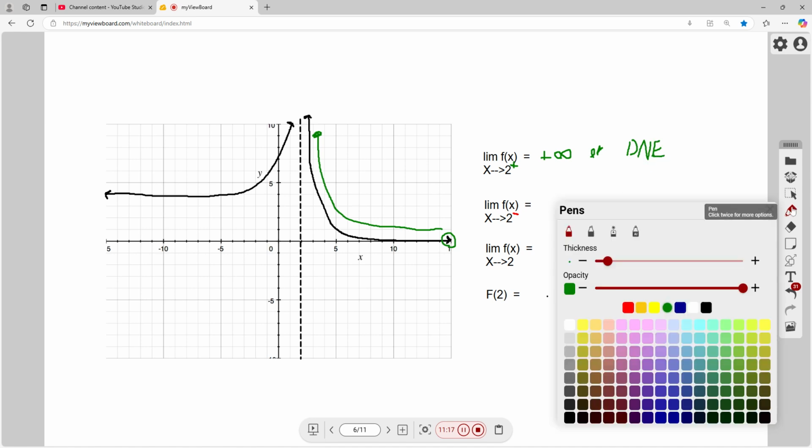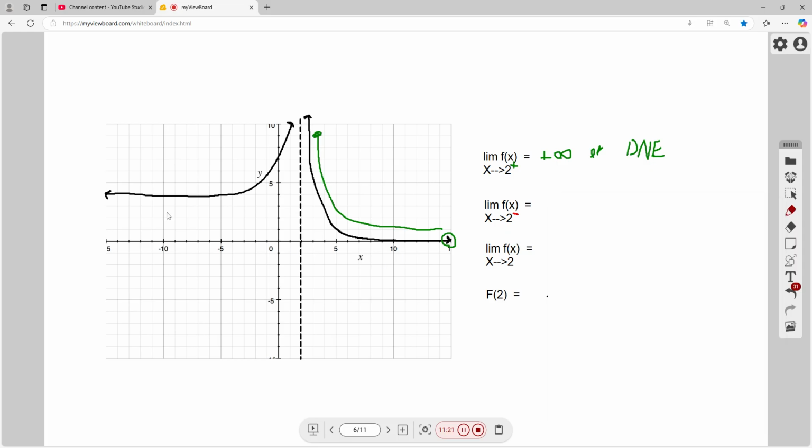Now we do limit f of x as x approaches 2 from the negative side. So we go for this graph, and we follow it from the left all the way up, following it, and it goes up again. But it doesn't actually have a solid number or a value that intersects at 2 over here. So we're going to have a positive infinity again, or DNE.